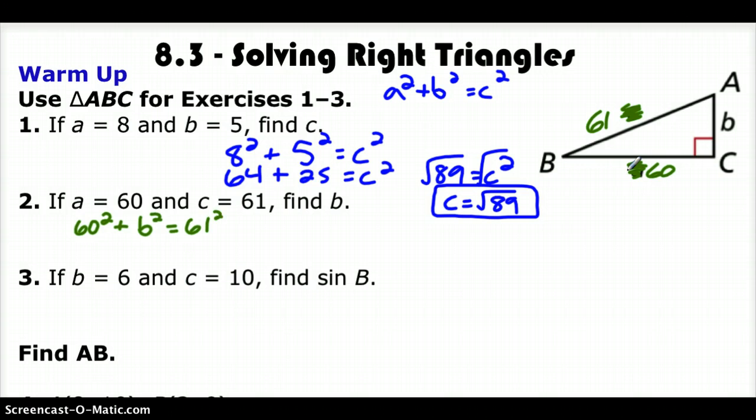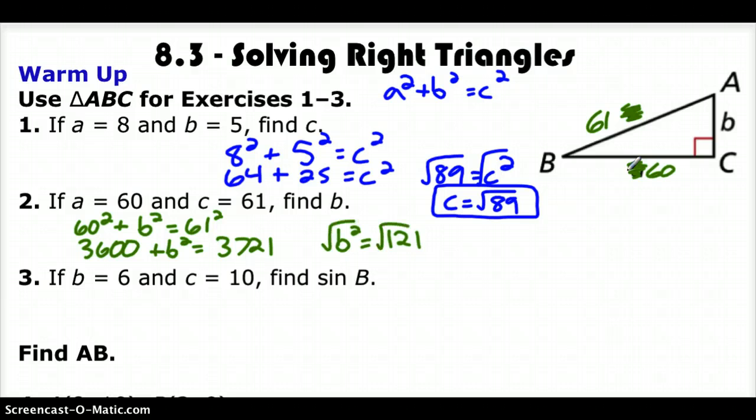If we go over to our calculators, 60 times 60 gives us 3,600, plus b squared equals 61 times 61, which is going to give us 3,721. By doing a little algebra, we subtract 3,600 from each side, and we get b squared equals 121. When we take the square root of both sides to isolate b, we get that b equals 11. So we found that our other leg is 11.